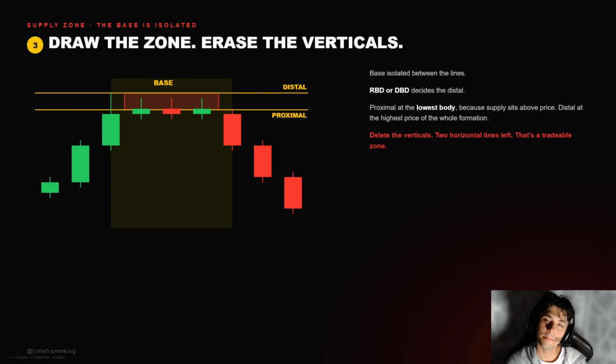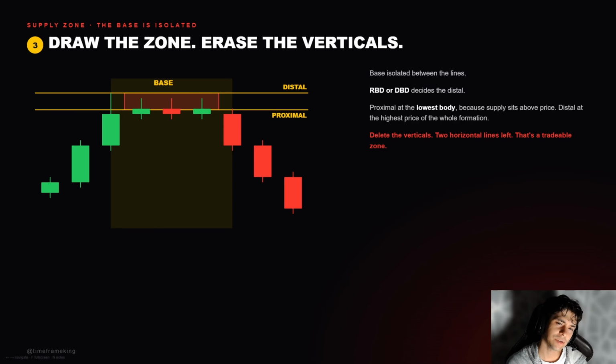Step 3, base isolated between the lines here. Rally base drop or drop base drop is just going to decide the distal. Here we have a rally base drop formation. So proximal is at the lowest body because supply sits above price and price comes up at it from underneath. And distal is at the highest price of the whole formation. Okay, you also want to delete the vertical lines there, just the two horizontal lines left on the chart. That's all you need. That's a tradable zone.